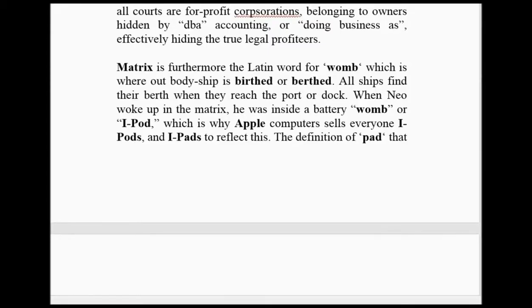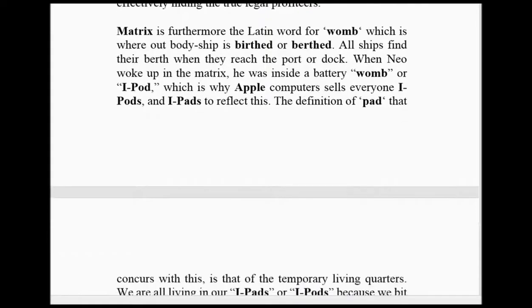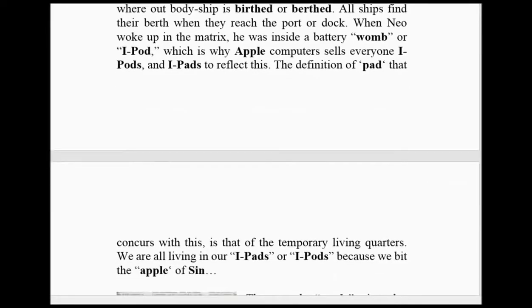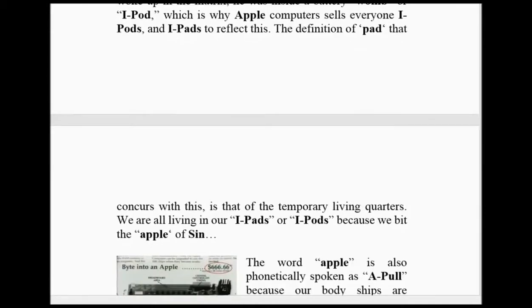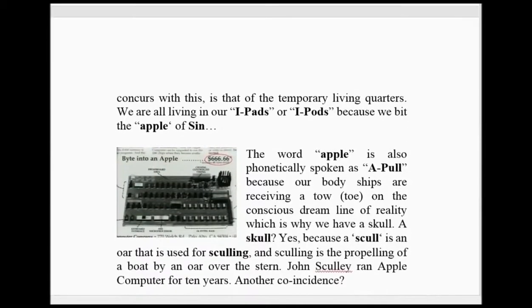All right, the matrix is furthermore the Latin word for womb, which is where our body ship is birthed. All ships find their birth when they reach the port or dock. When Neo woke up in the Matrix, he was inside a battery womb or iPod, which is why Apple Computer sells everyone iPods and iPads to reflect this.